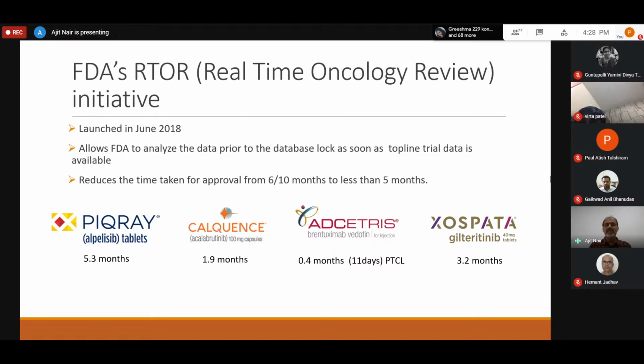If you look at some of the drugs here and look at the timelines below each drug, for example, alpelisib of Novartis, it took 5.3 months to get approved post-filing. Like I said, the standard timeline is 10 to 12 months. A priority review is 6 months. But this is again before a priority review.